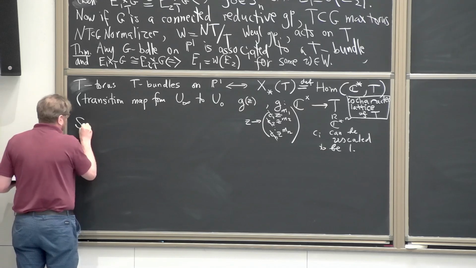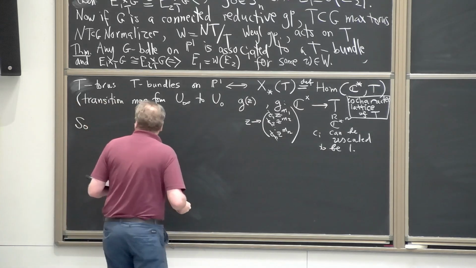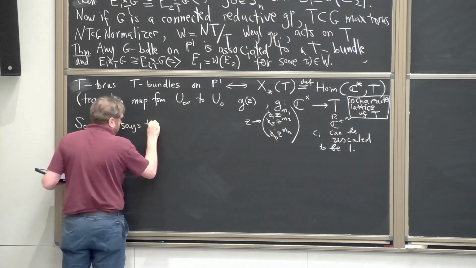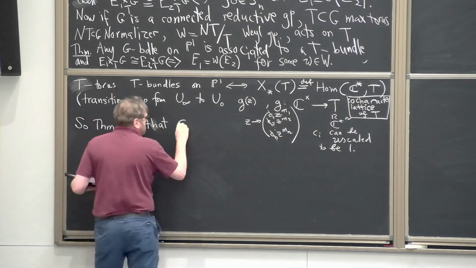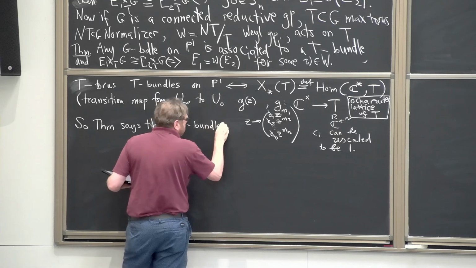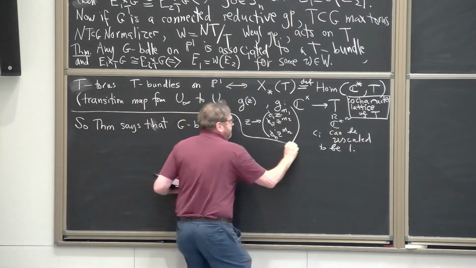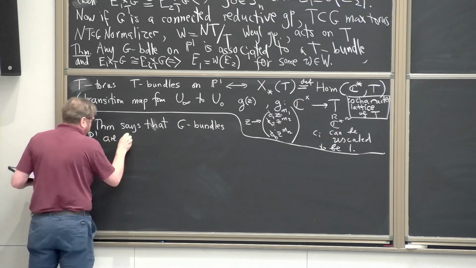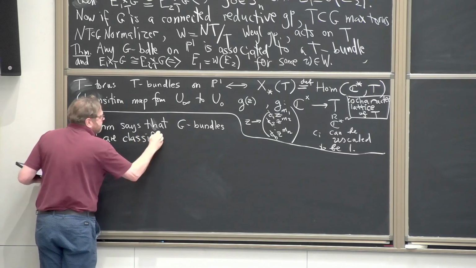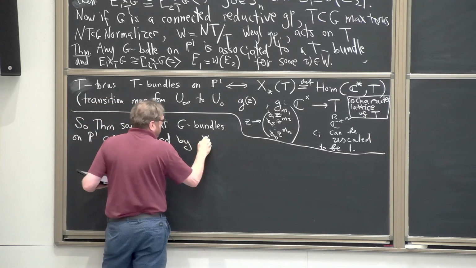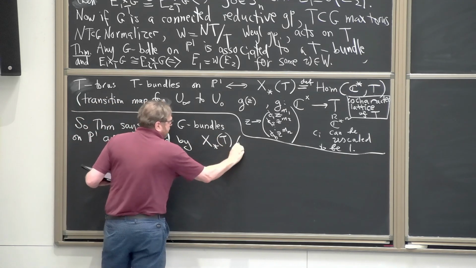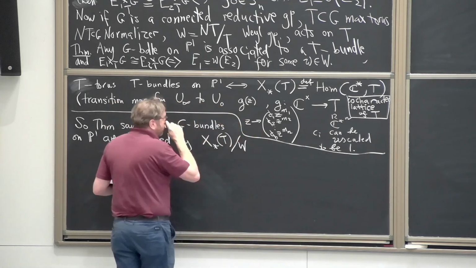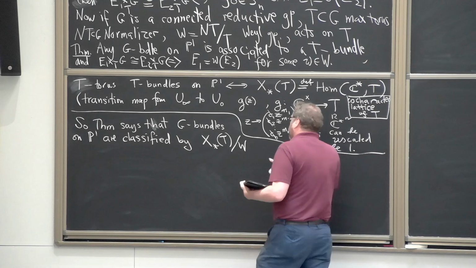So the theorem says that G bundles on P1 are classified by the co-characters of T modulo the Weyl group.